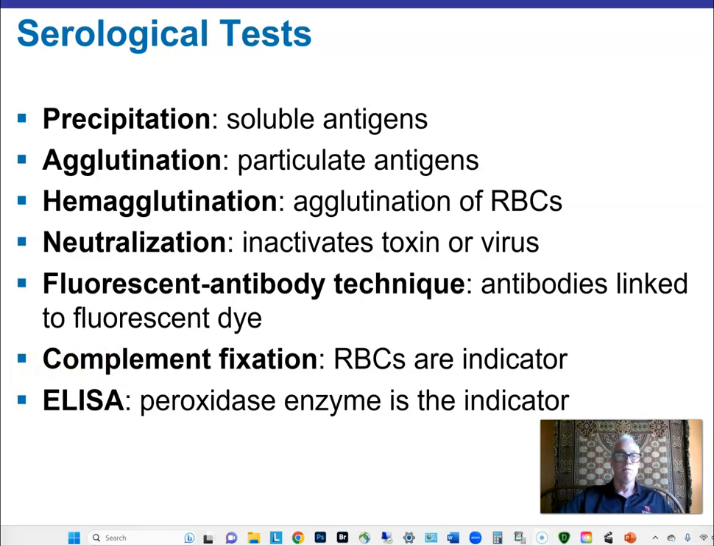Complement fixation. That was that funny one where if we mix together all the things that will cause complement activation and red blood cell lysis, unless there are antibodies present in the patient sample, in which case that will mop up all of the complement, and it won't be able to lyse the red blood cells. And then finally, ELISAs. Spacing out. I did ELISAs all through my graduate school years. Anyway, enzyme-linked immunosorbent assay. There we go.